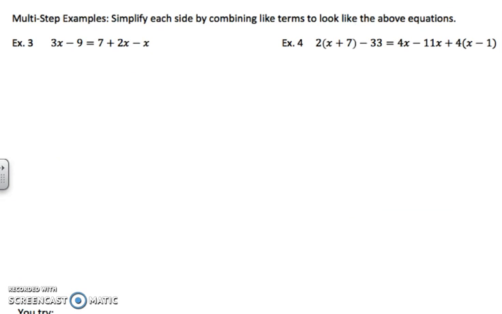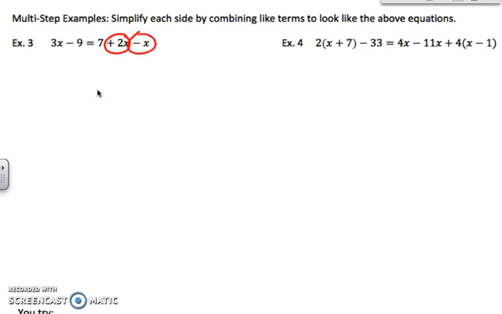So here are some multi-step examples where you're going to have to do several steps before you can start to move your variables and constants to the same side. So example number 3. I don't see any parentheses, so I cannot distribute. Now I need to see if I can combine anything. I know I can't combine a 3x and a -9, so that side is all checked out. Now looking on this right side, I see 3 terms, which probably means I can combine something. So I can actually combine this 2x and this -x. So I need to do that first.